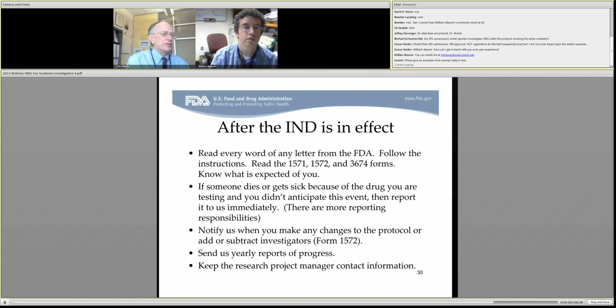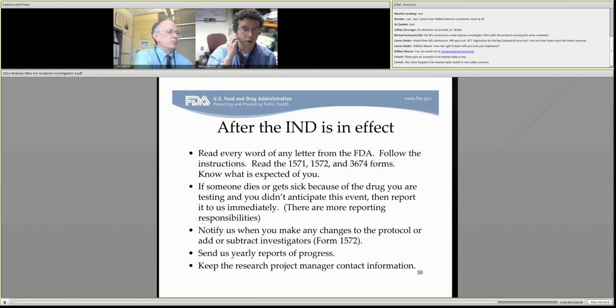And then if someone dies or gets sick, you can get in trouble here. If someone dies or gets sick because of the drug you are testing and you didn't anticipate that that would happen in the way it does happen, then be sure to report it to us immediately. You don't have to report everything that happens, but if it's serious and you didn't expect it and it's because of the drug, the laws are pretty clear.